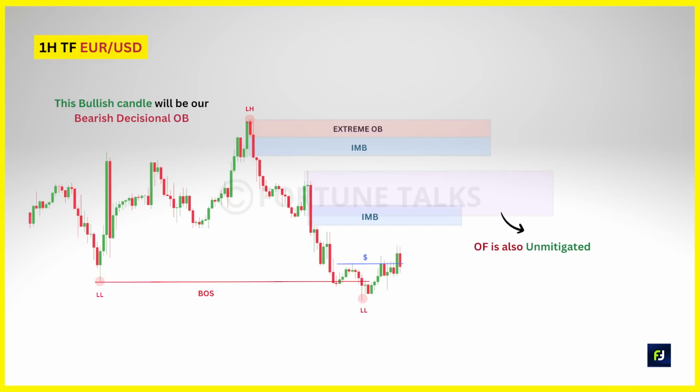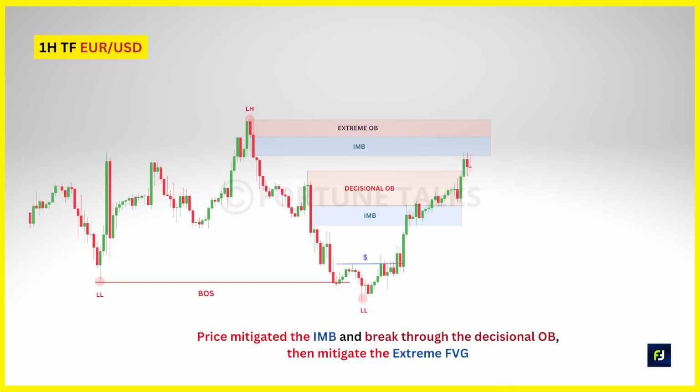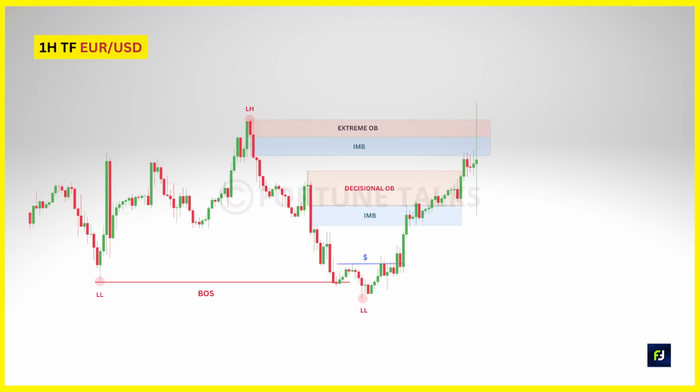Now let's see how the price reacted. First, the price moved higher, mitigated the imbalance, and tested the decisional order block. But it did not reverse. Instead, the price moved upwards, first mitigating the inefficiency there. Then the price moved into the order block. But instead of just testing this extreme order block, price broke through the order block.